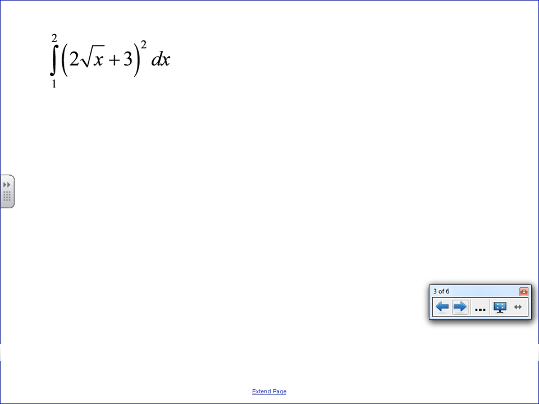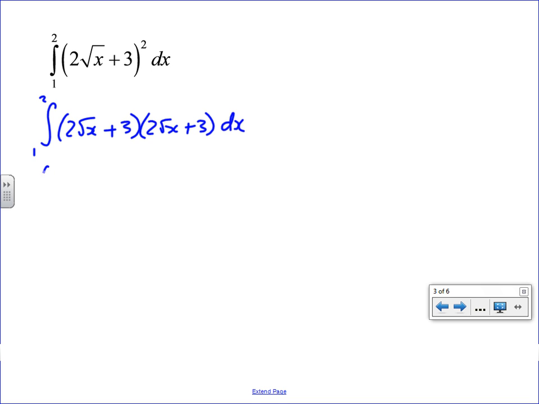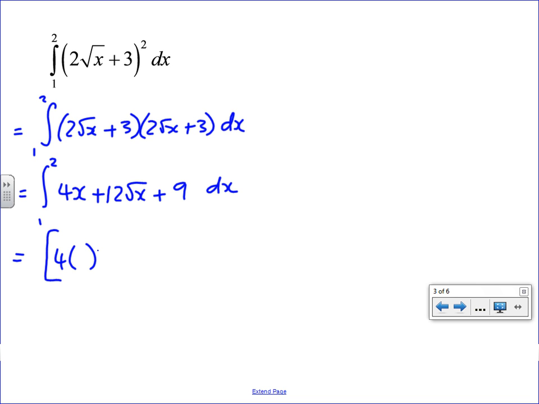Okay, so while we do the calculator job, trying to get the answer, I'm going to start off. Now this isn't ready to integrate yet because I haven't expanded the 2 root x plus 3 squared. This is all still C1 at this stage. Expanding out, 4x plus 12 root x plus 9, I think. This is still C1.